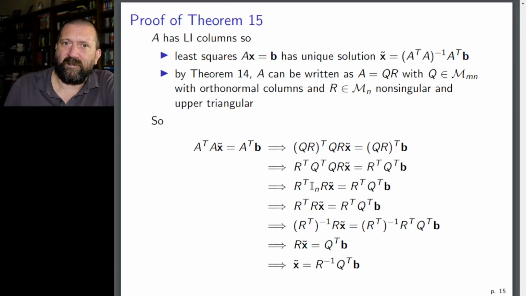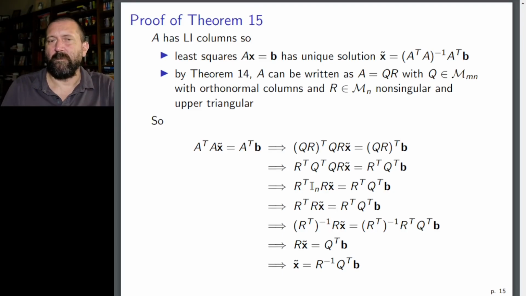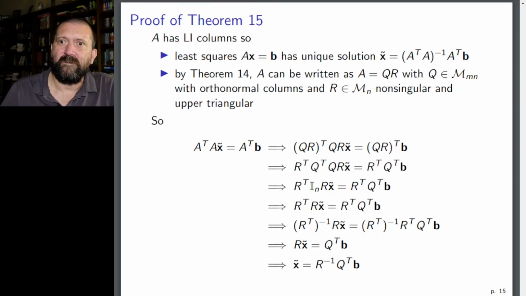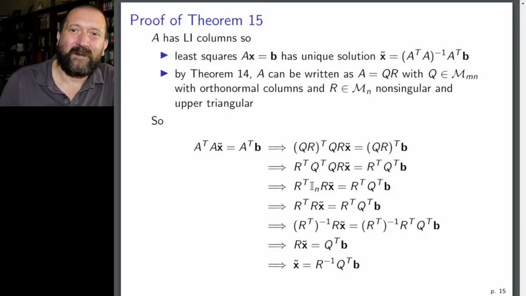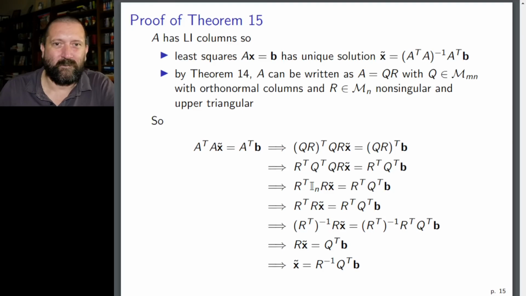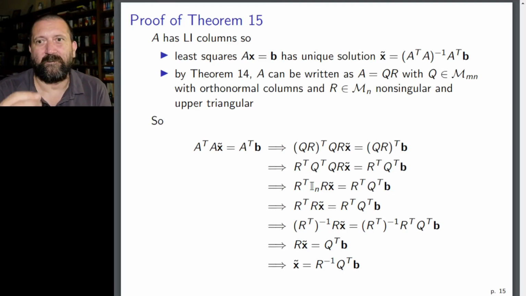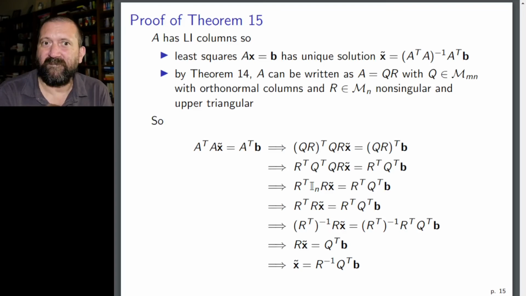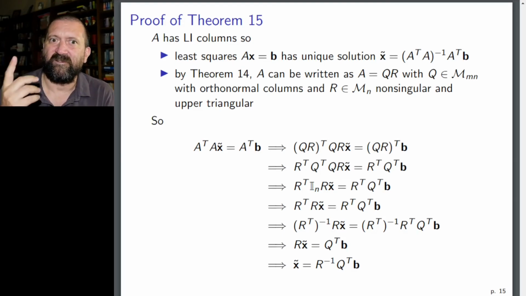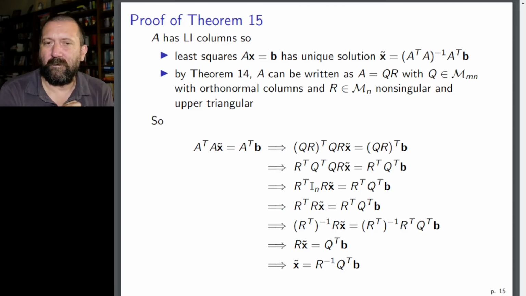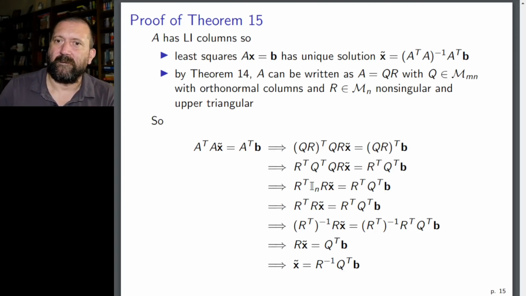And the other one is from the theorem we just saw a couple of slides ago, which is that because the columns of A are linearly independent, the QR decomposition exists, or another name, QR factorization, but we also call it a QR decomposition. So the QR factorization exists and gives you a matrix Q that has orthonormal columns and a matrix R that is non-singular, that means invertible, and upper triangular.